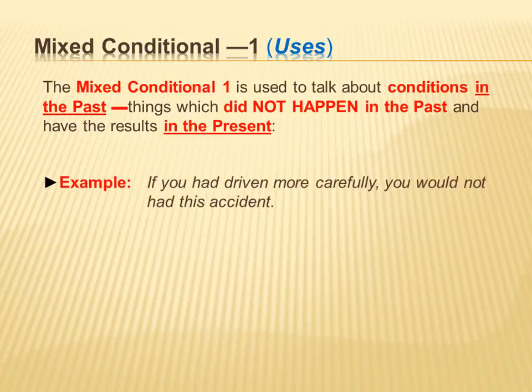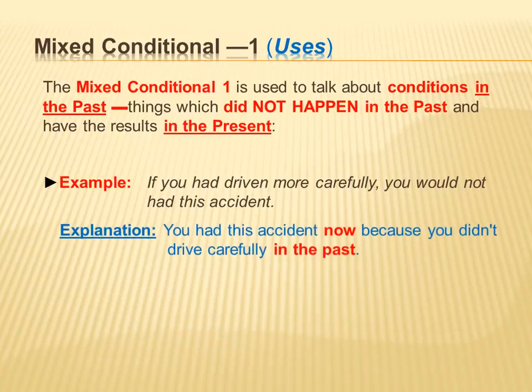This is an example. If you had driven more carefully, you would not have this accident. The explanation: you have an accident now because you didn't drive carefully in the past. So it means that you drove carelessly in the past, and in the present day, you have an accident. This is the result of not being careful in the past, and you have an accident now in the present day.